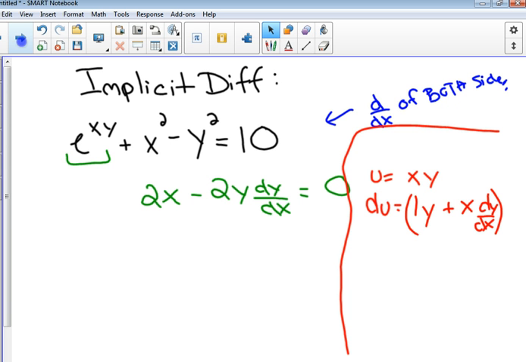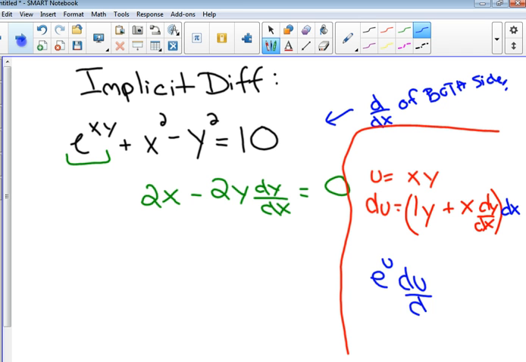X, right? So we have to write this. This is where your dx is coming from. Now, because you're dealing with your e, right? We want to get e to the u du over dx. That's going to be my derivative. So we have my u. I got the du.